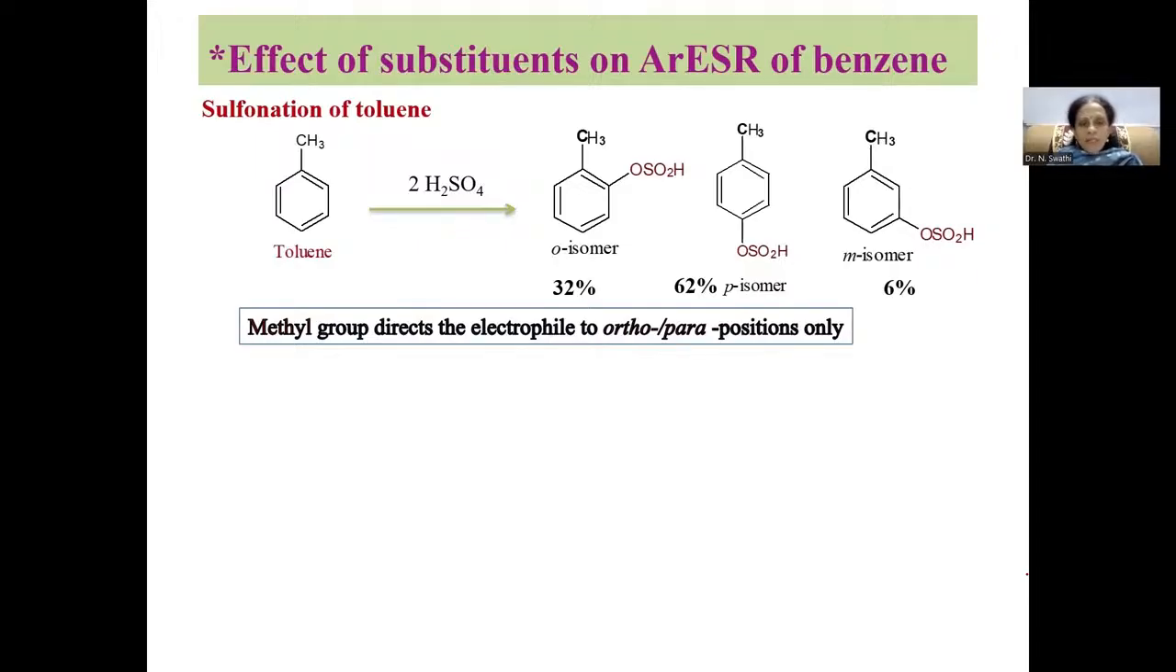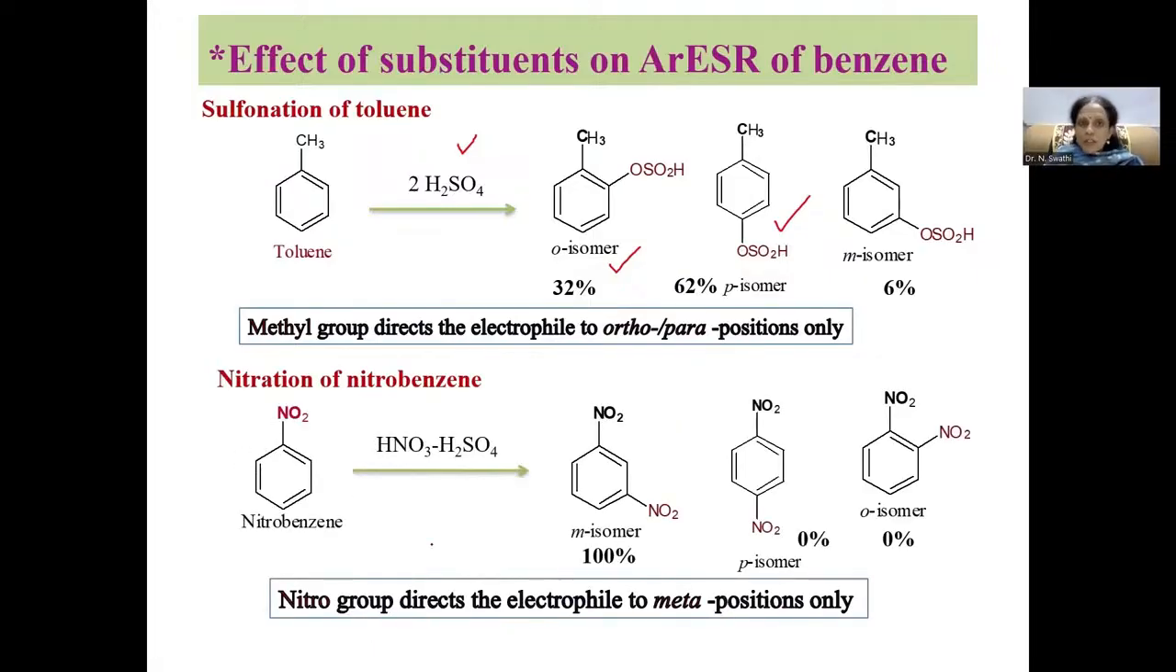When toluene is subjected to sulfonation in the presence of concentrated sulfuric acid, even though there is a possibility for the formation of 3 isomeric disubstituted products, we have noticed predominant yields of the corresponding ortho-isomer and para-isomer. This clearly indicates that the methyl group is an ortho-para directing group.